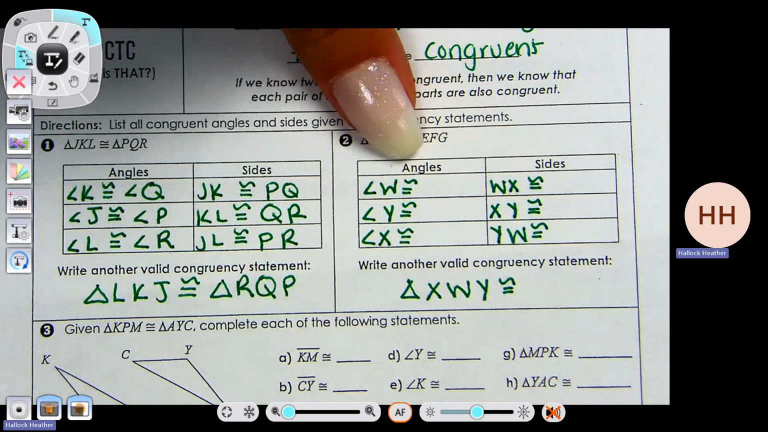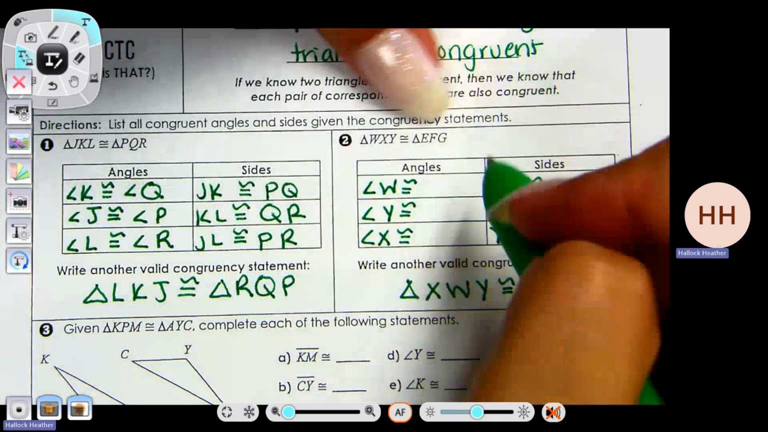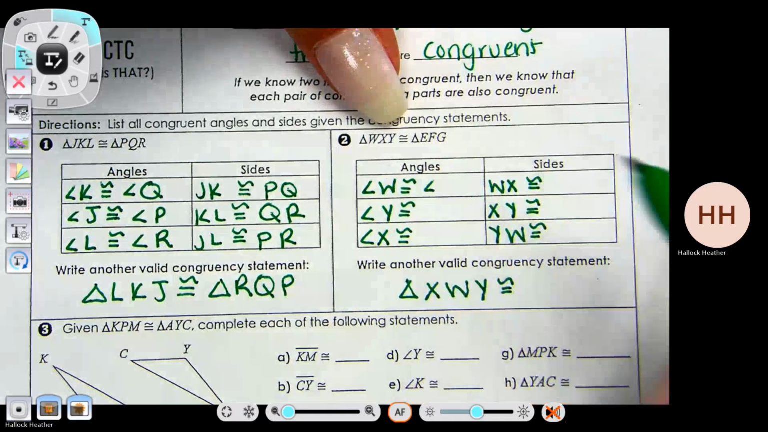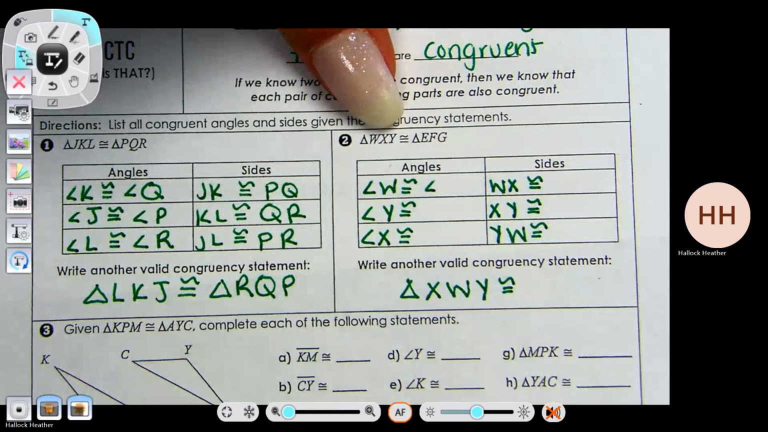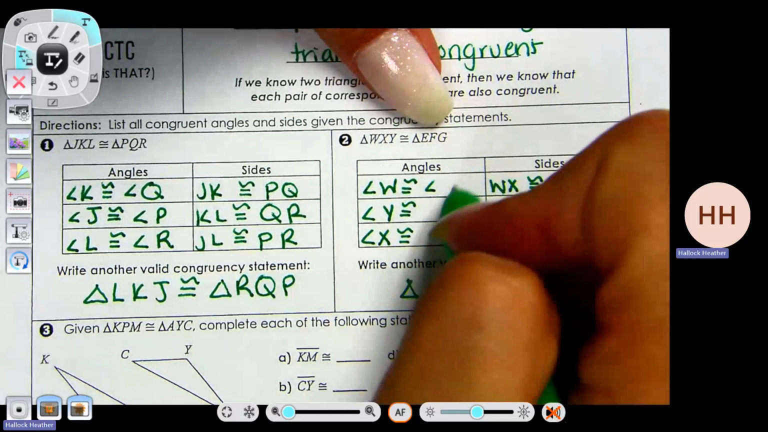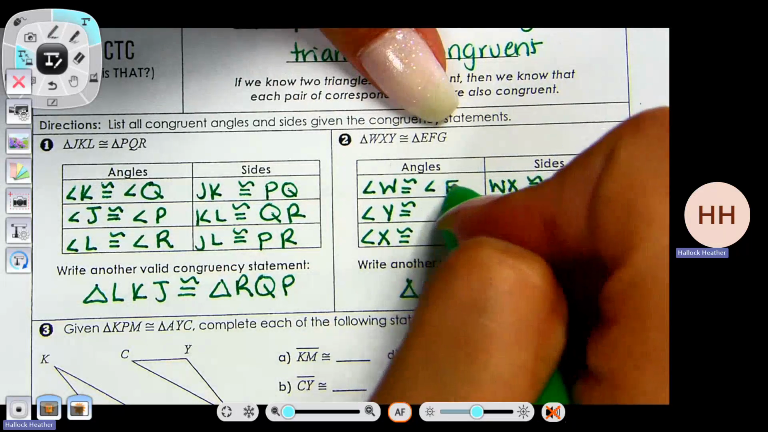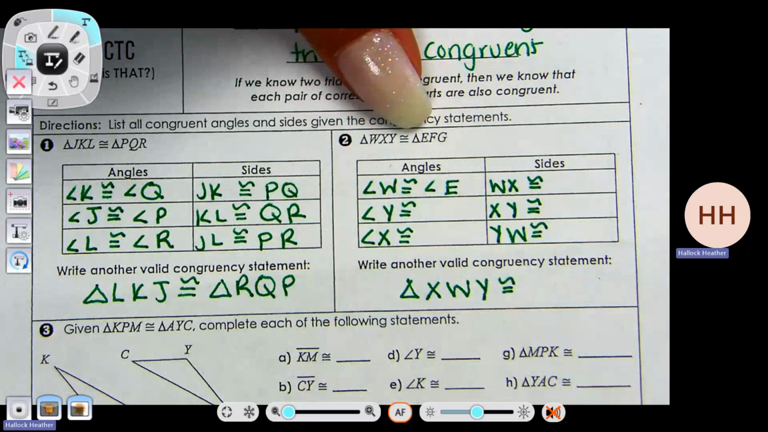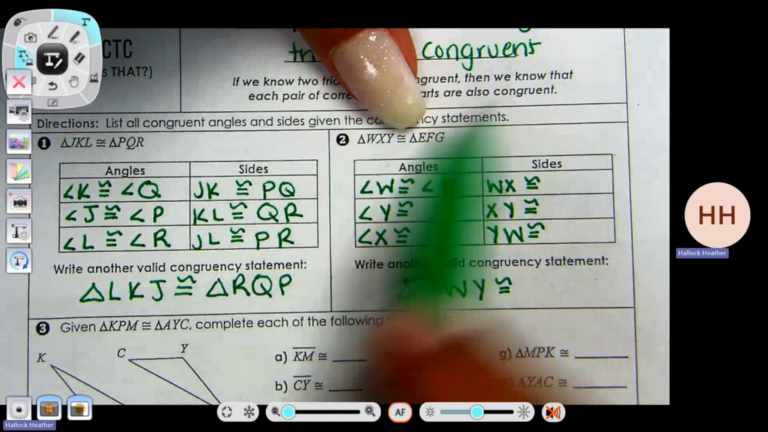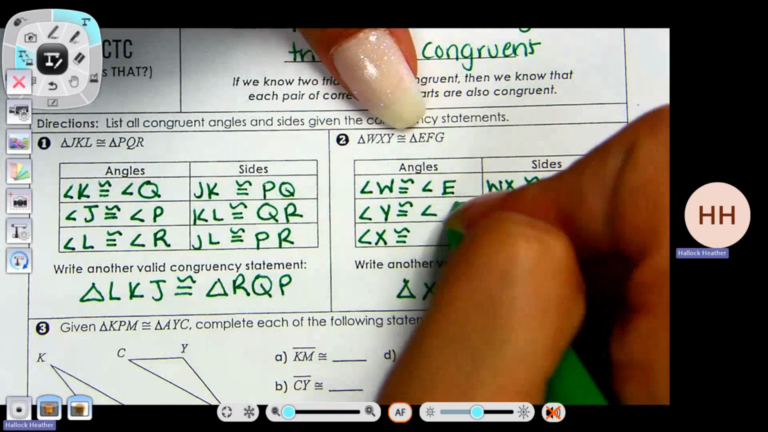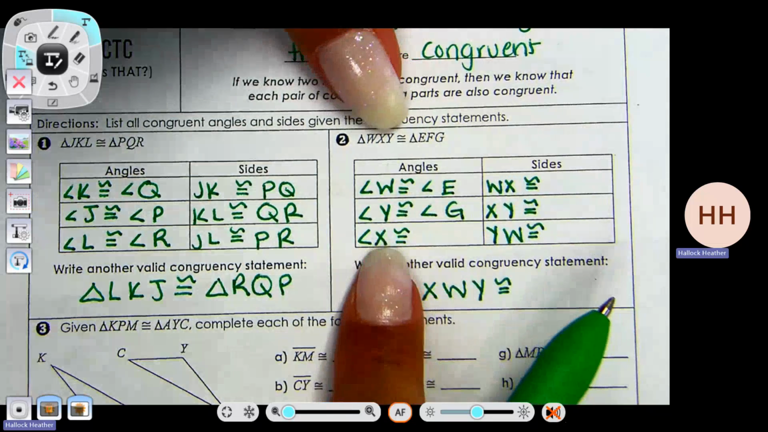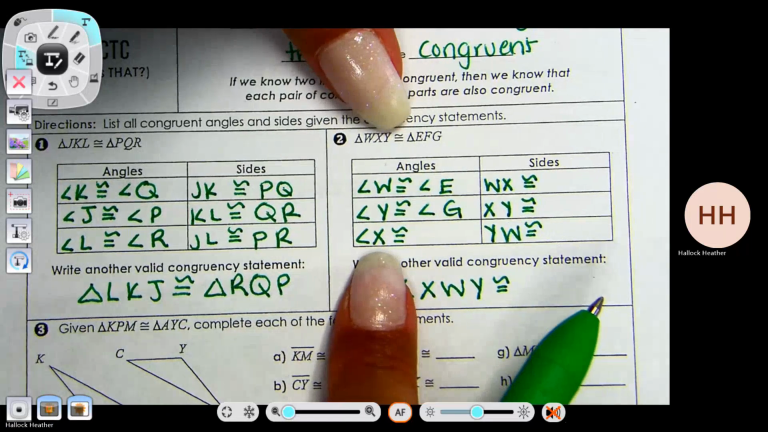Okay, what's W? Nope. W does not match with that. E, because it's first letter, first letter. So E. Y matches with what? No. G. Oh my goodness. And then X is F.